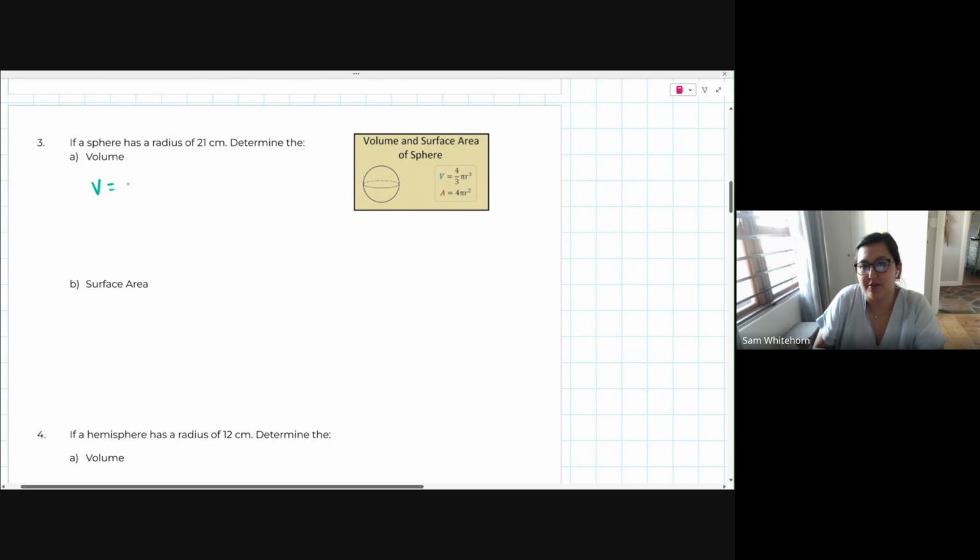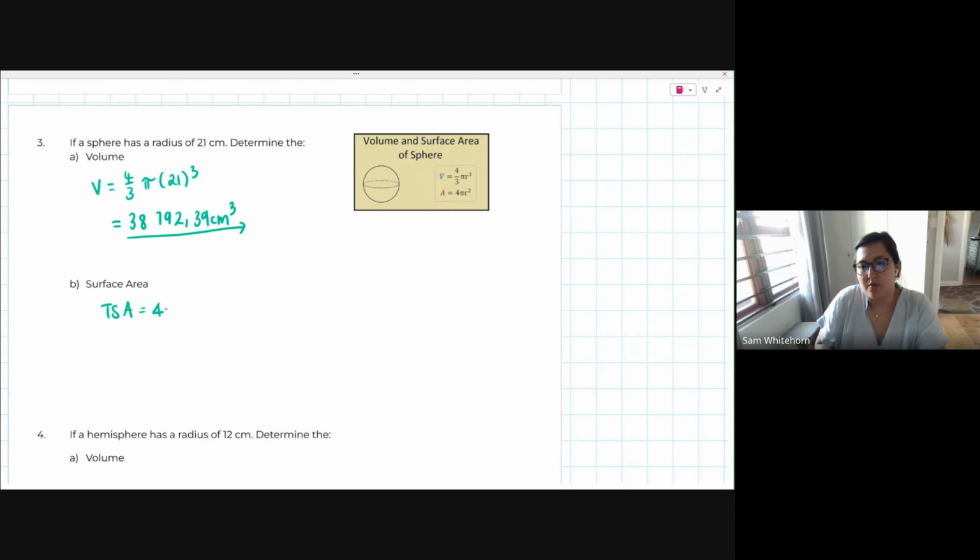Right, so volume is equal to 4/3 pi r cubed, so 21 cubed. And again, we know that that would be the formula because of that cube and because of the pi. Once we chuck that into our calculator, it's 38,792.39 centimeters cubed.